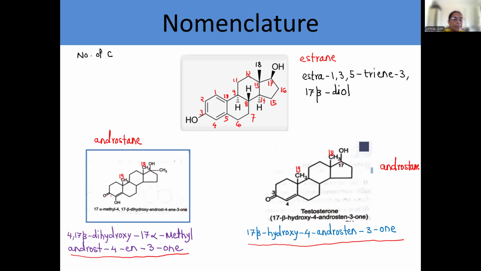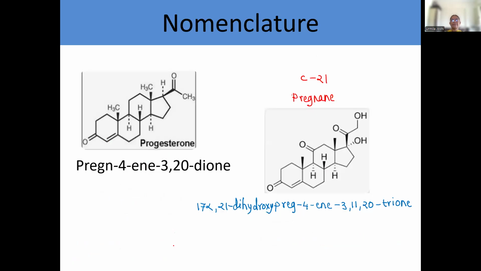Why this? Because when there is a ketone present, hydroxy groups become prefixes, and so 4,17 beta dihydroxy, then there is 17 alpha methyl androst-4-ene-3-one. So this was as far as the nomenclature of C19 steroid is concerned. Now coming to C21 steroid. First of all, C21 steroid is pregnane. So you will use the nucleus pregnane.